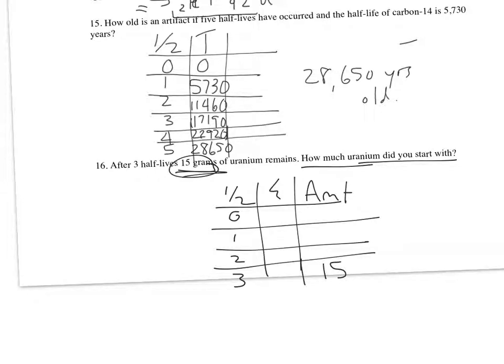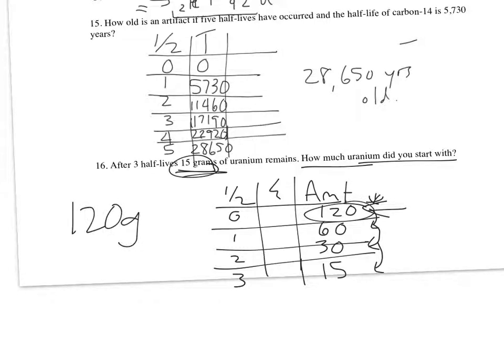So in this case, I'm going to work my way back. And we know that the amount is always, if you start from the top, you're going to be dividing it. But if I'm starting from the bottom, I'm going to be multiplying it. So 15 times 2 is 30. 30 times 2 is 60. 60 times 2 is 120. That would be my starting material. I can double check this problem by doing it the way I'm used to and saying, okay, 120 cut in half is 60, 60 cut in half is 30, and 30 cut in half is 15. So my answer for this problem is 120 grams. That's it.